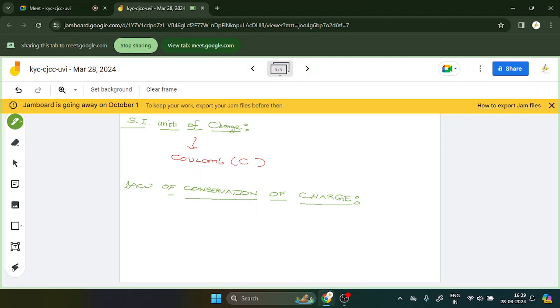I don't know what it is. Do you know the law of conservation of energy? In the previous class you may have studied about the law of conservation of energy. I'm not sure. I forgot.